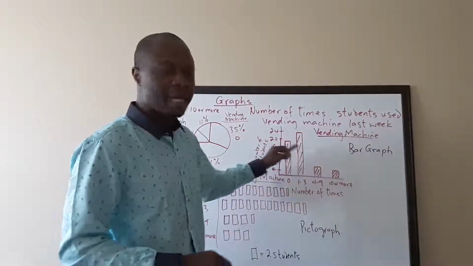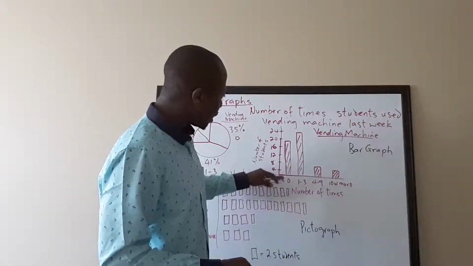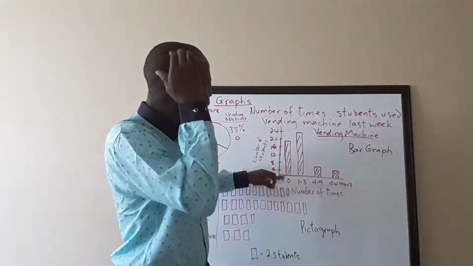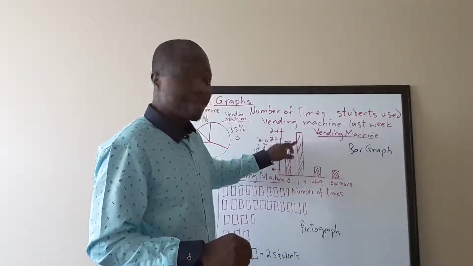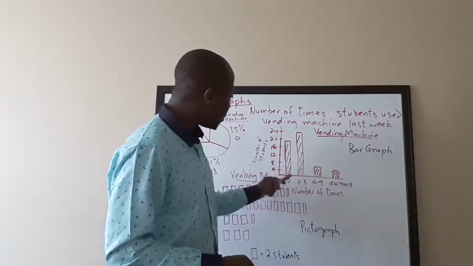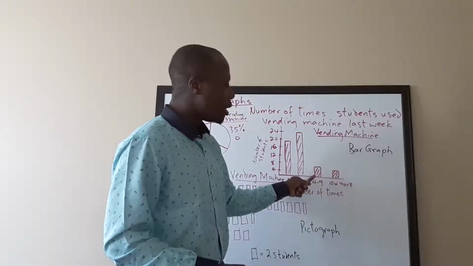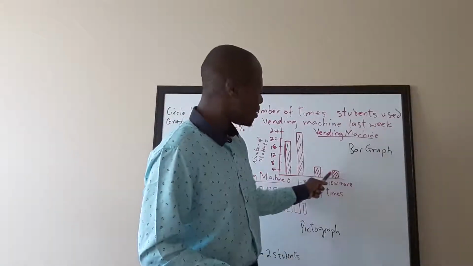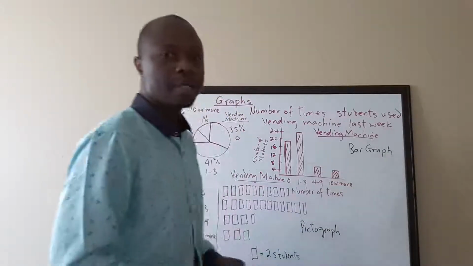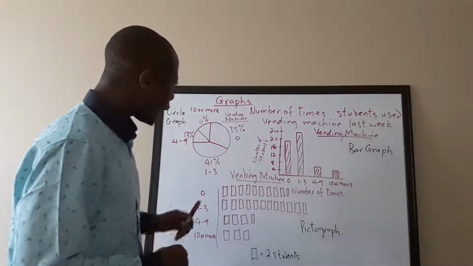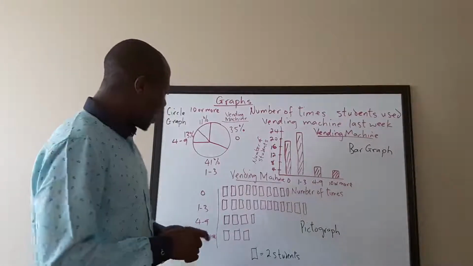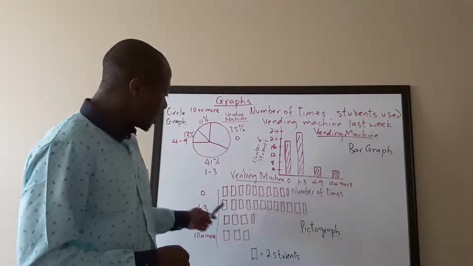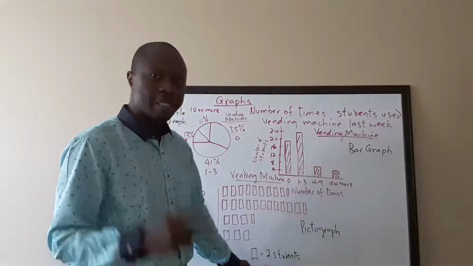We're representing the same thing here. We're saying about 19 students did not use the vending machine last week, about 24 students used it 1 to 3 times, about 7 students used it 4 to 9 times, and about 5 students used it 10 or more times last week. This is how you show a bar graph. And this is the pictograph. Here, each rectangle represents 2 students.